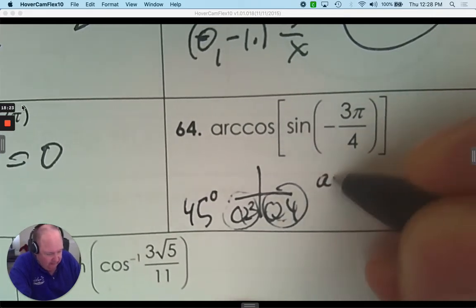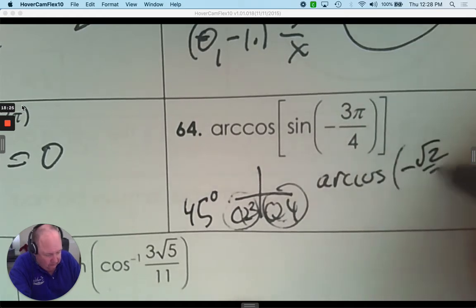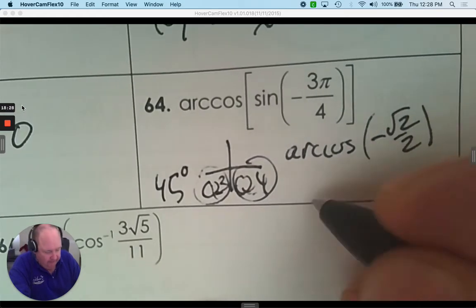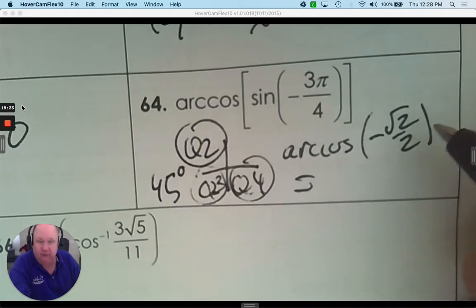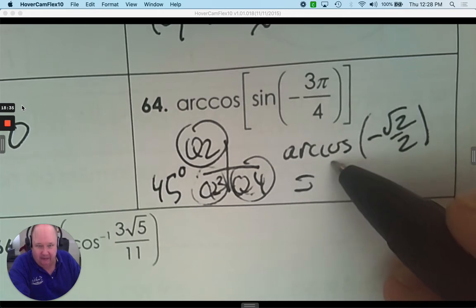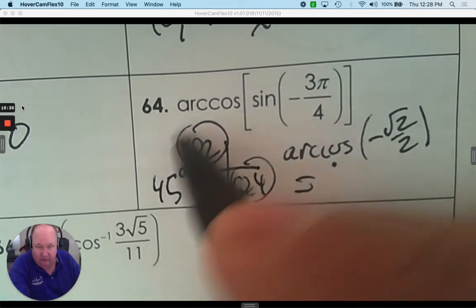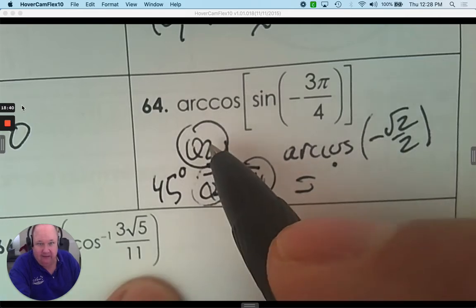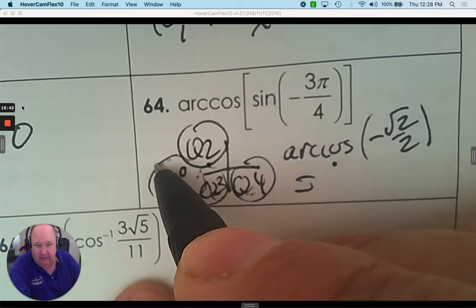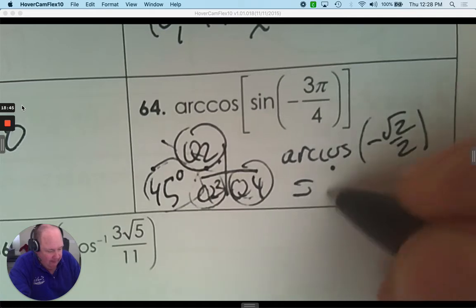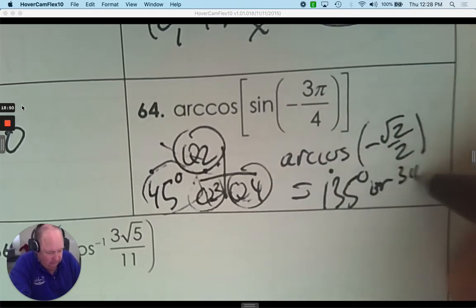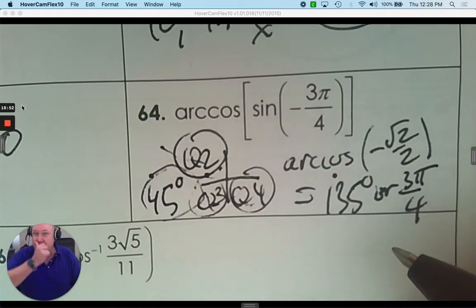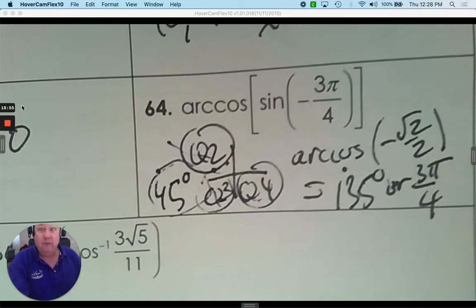So we now have arc cosine negative root 2 over 2. The angle where that is true is actually back here in quadrant number 2. So where cosine goes with the x coordinate is negative in quadrant 2. That's the domain. And so we're trying to find the 45 degree angle in quadrant number 2. So that's 135 or positive 3 pi over 4. Man, these really test whether you know your unit circle or if you don't know your unit circle. 65.